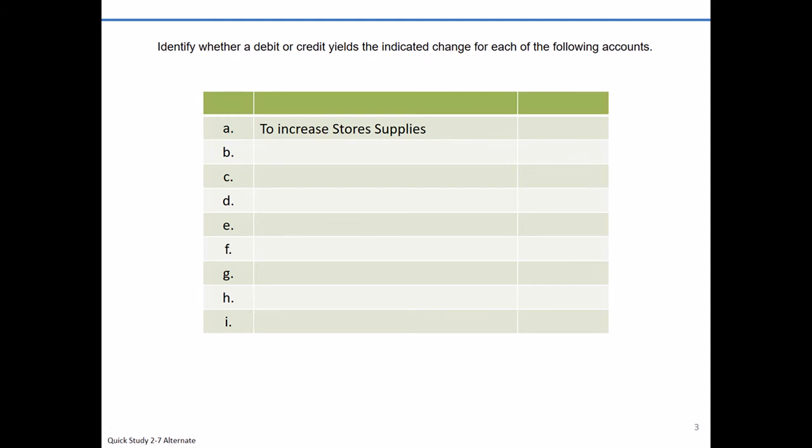Now, the temptation might be to try to memorize all the different accounts like store supplies, interest payable, retained earnings, and the like, and determine is it an increase or decrease recorded as a debit or credit. That can be a temptation, but that's a lot of accounts to memorize.